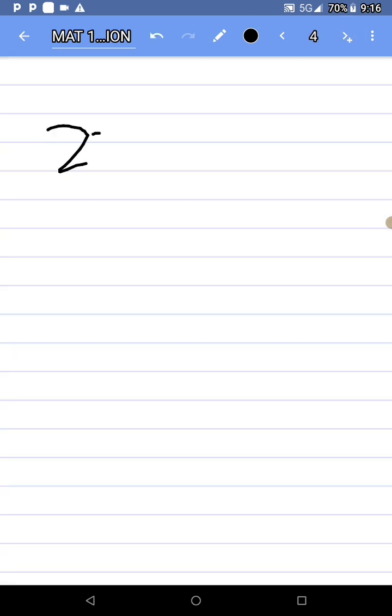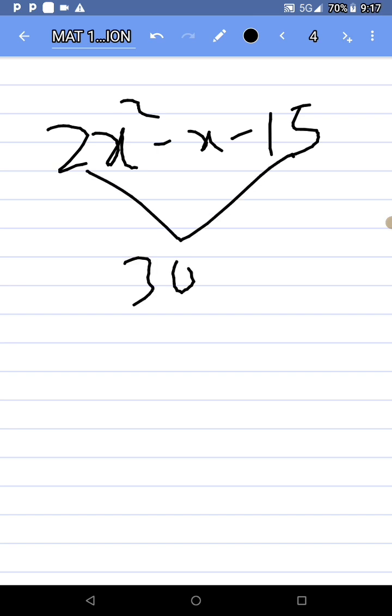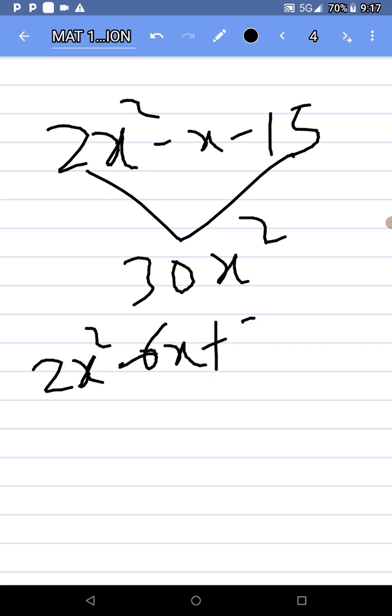Factorizing 2x squared minus x minus 15. I guess that will be 2 times, you take the product of these two, and that is 30x squared. I want to get that here now. So of course that will be, I think, minus 6 plus 5. So that will be 2x squared minus 6x plus 5x minus 15.